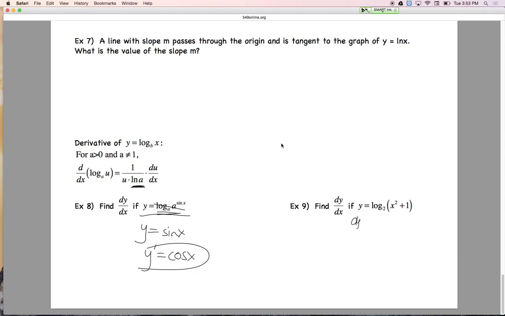Dy dx is going to be log rule, okay, log base 2. It's not natural log anymore. So log base a, it's going to be 1 over u, just like the natural log rule was, so 1 over x squared plus 1 times the natural log of your base, so natural log of 2, times du dx, which would just be 2x. So we'll end up with 2x. A lot of times they'll throw the natural log out front, x squared plus 1. And there's your derivative.